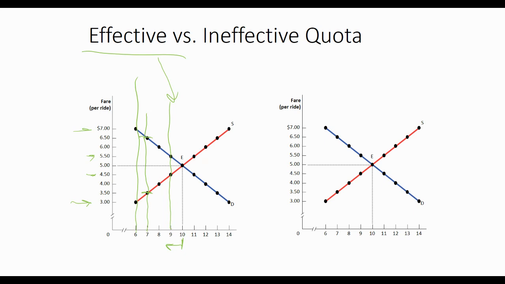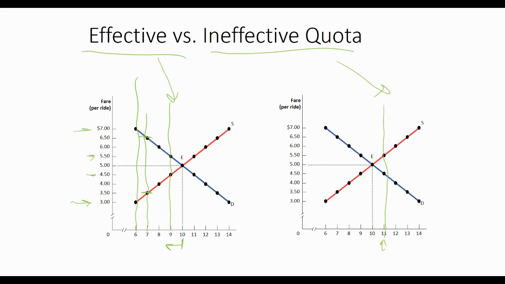All of these quotas, these right here, are effective. Now, ineffective quotas would be something I'm going to draw over here. So if we put the quota, let's say right here at 11 million, I'm sorry, this is in millions, 11 million rides, we could see the quota wouldn't be binding. There's no quota rent. But let's say this is taxi rides during a normal work week.